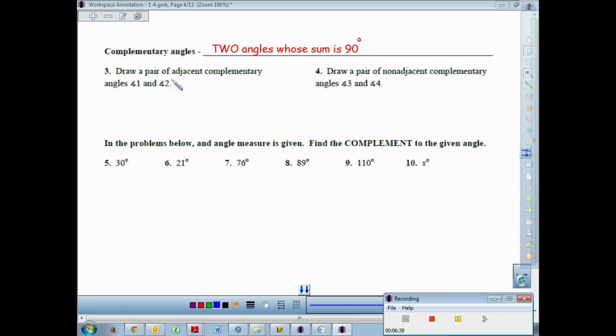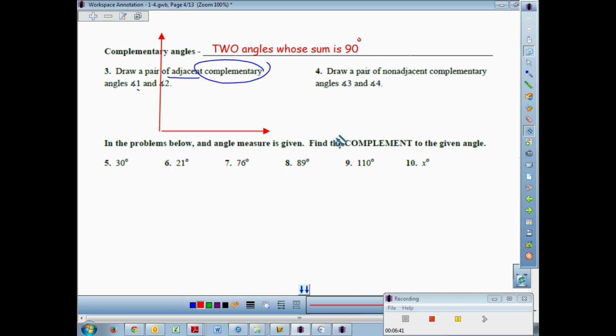So let's draw a pair of adjacent complementary angles, angle 1 and angle 2, so they've got to be touching each other, right? Well, let's think about the whole goal. If they're complementary, when we add them together, what will it look like? 90 degrees. But they've got to be touching each other, so when we put them together, won't it look like a right angle? So let's start with a right angle. Sound okay? That's a horrible looking right angle, sorry.